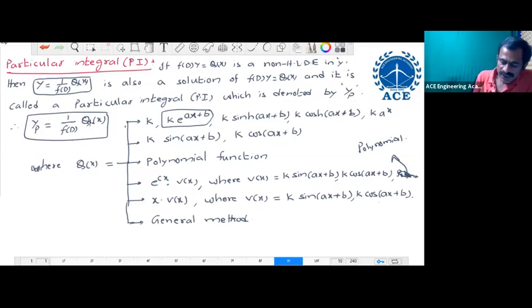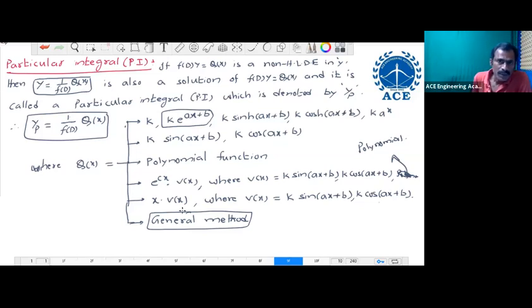Suppose q of x is not in the form of the first five, then we go to the general method only. For this general method, we have an alternate method, variation of parameters. After discussion of all this, we go to the method of variation of parameters.